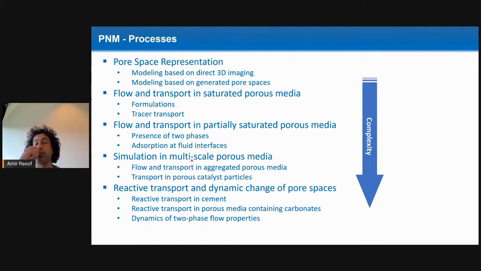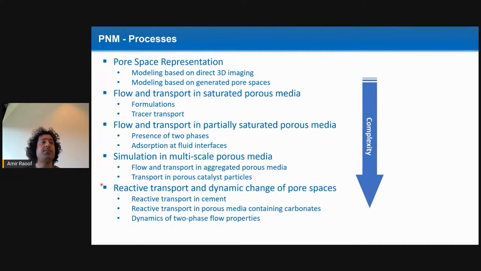It means, for example, dual porosity porous media. Those who work in Professor Polakoto's group, you know, you have these carbonates, coquinas, that are multi-scale, actually. So you have small pores and much larger pores.